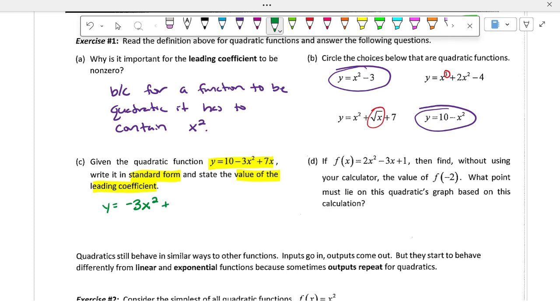Seven x. Good. So that means the last term is the 10. And it wants us to state the value of the leading coefficient. What is the leading coefficient? Kaylee. All right, so remember, leading coefficient is the number connected to the variable with the largest exponent. So what's that number? -3. Good. So our leading coefficient is equal to -3 because that's the number connected to our largest exponent.